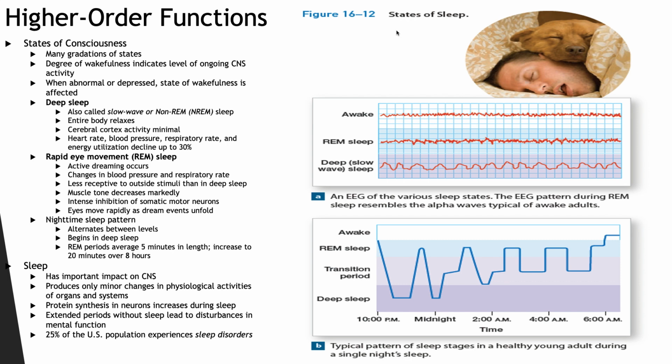And during rapid eye movement or REM sleep, you dream actively and your blood pressure and respiratory rate change. Although the EEG that you see here resembles that of the awake state, you become even less receptive to outside stimuli than in deep sleep, and your muscle tone decreases markedly. Intense inhibition of somatic motor neurons probably prevents you from acting out the responses you envision while dreaming. The neurons controlling your eye muscles escape this inhibitory influence, and your eyes move rapidly as you dream, and that continues to unfold.